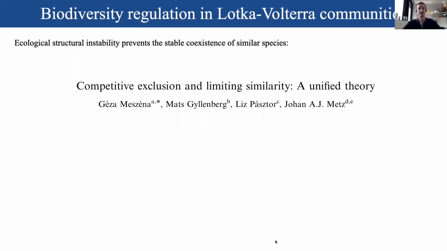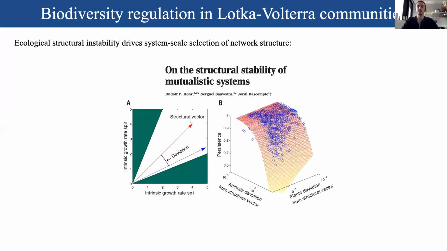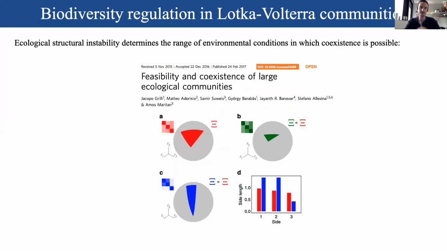Right, as a brief aside, it's important to note that structural instability and its opposite, sometimes called robust coexistence, has been studied from other perspectives. For example, here as a mechanism limiting similarity in ecological communities. Here as a process driving the systematic selection of particular network structures, in this case in mutualistic networks. And also here the authors study how structural instability interacts with abiotic fluctuations to determine the range of environmental conditions within which a community can sustain without the loss of species.